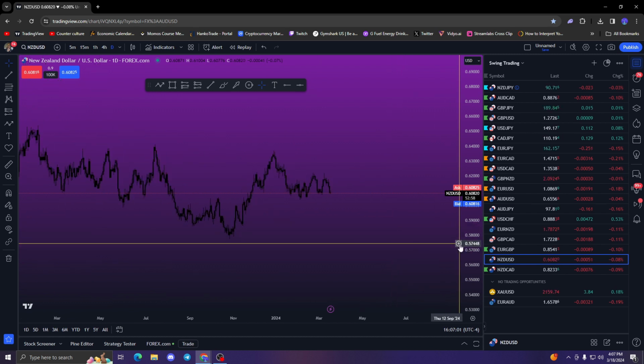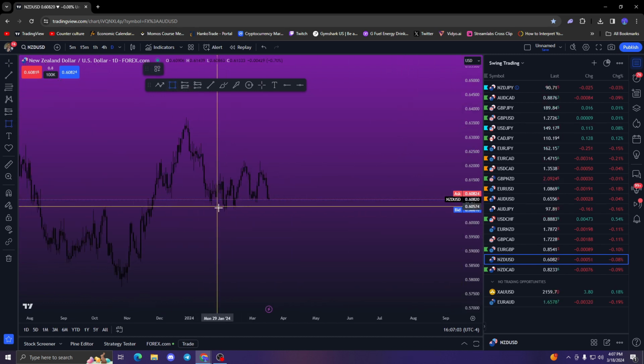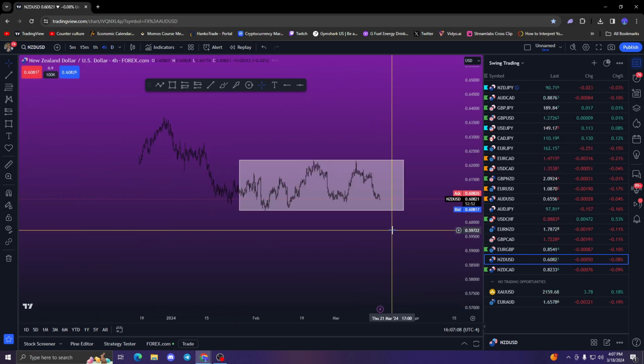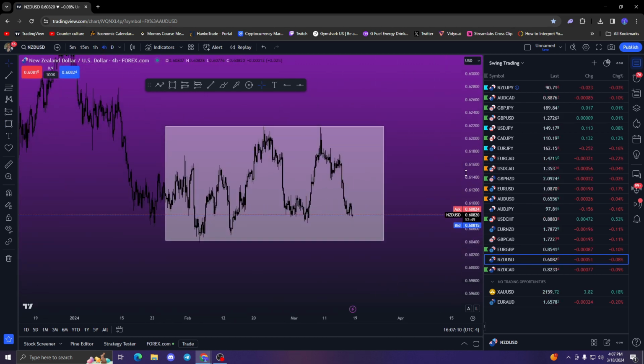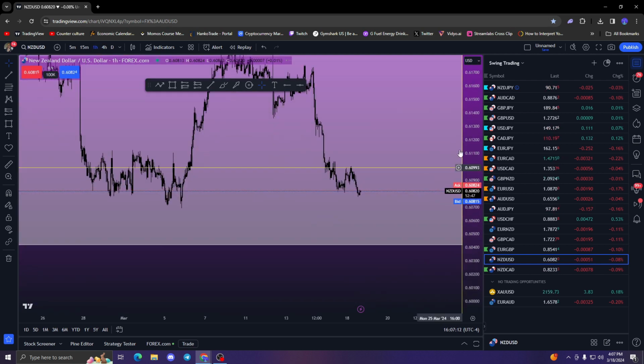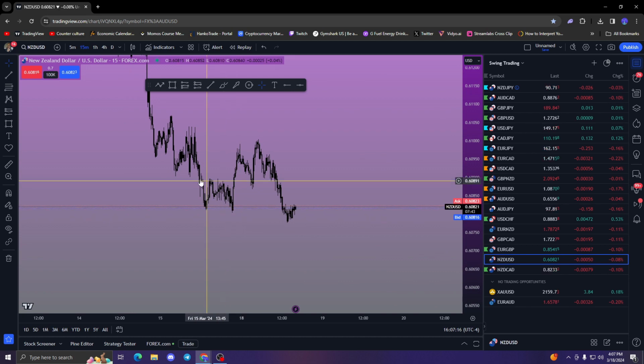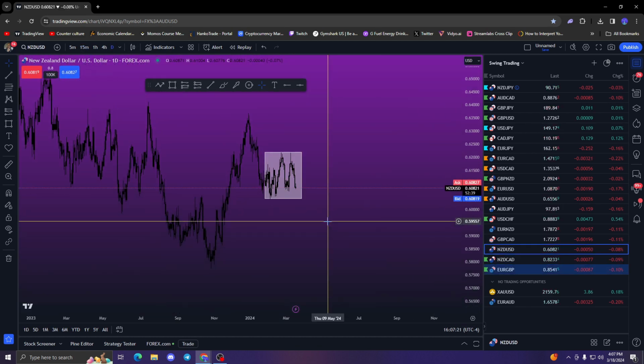NZD USD. Yeah, see, we're just ranging. There's nothing too clear. Maybe on the lower time frames you can look for sells for sure, but no, I don't know. I'm just going to stay out.